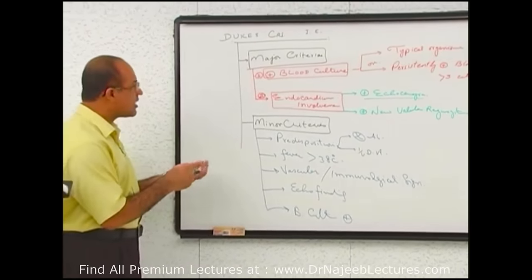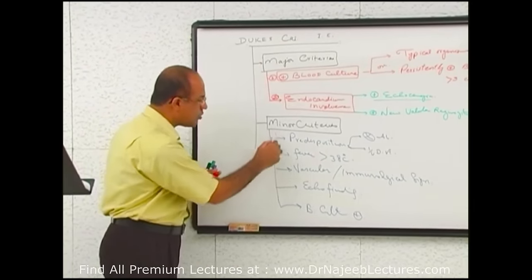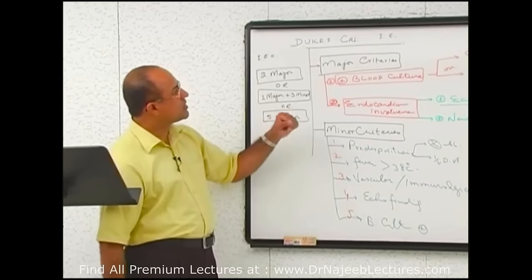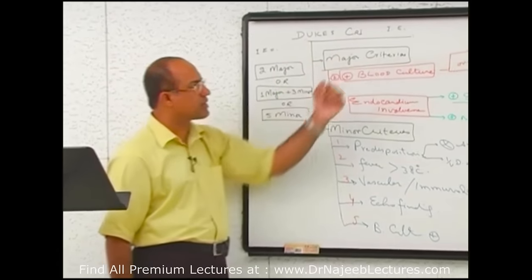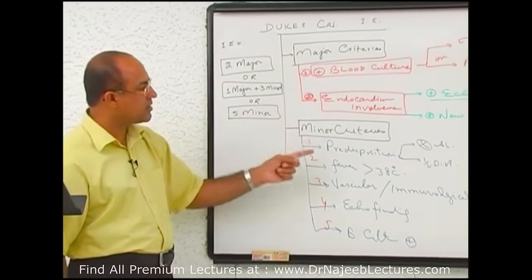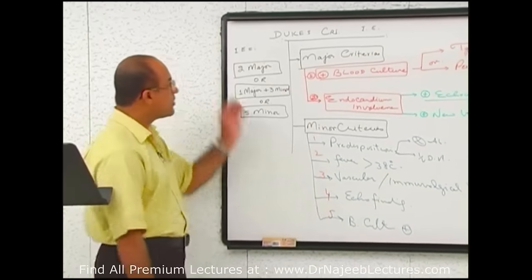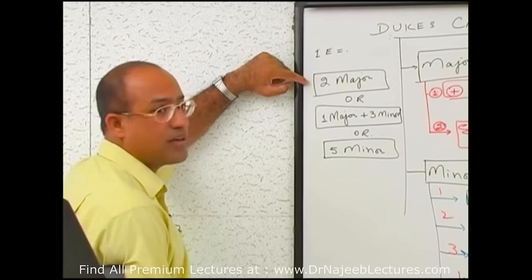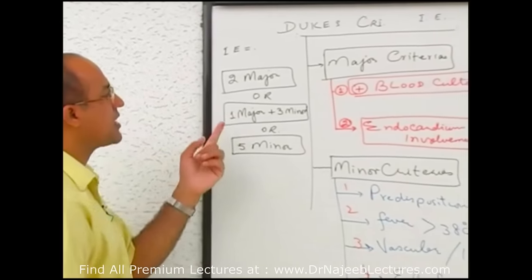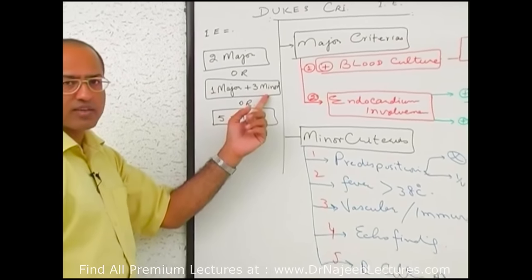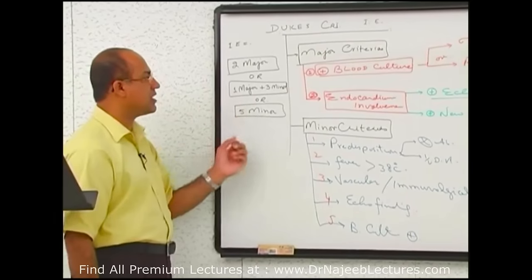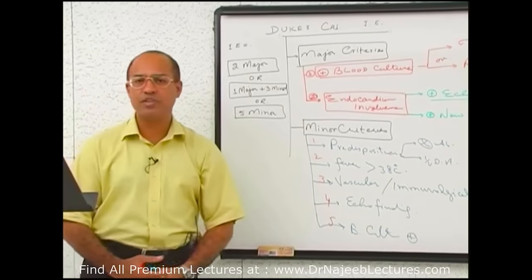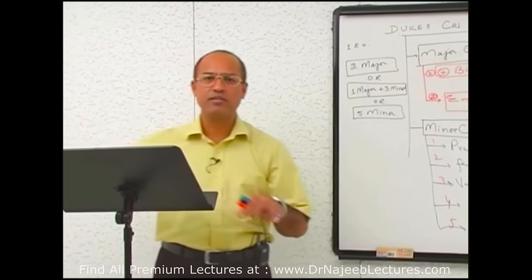So it means there are two major criteria and five minor criteria. We have seen that for Duke's criteria for diagnosis of infective endocarditis, there are two major criteria and five minor criteria. To make a definitive diagnosis, we should have at least two major criteria. If we do not have two major criteria, then we should have at least one major plus three minor criteria. And if we don't have any major criteria, then we should have all five minor criteria. That makes a diagnosis of infective endocarditis.